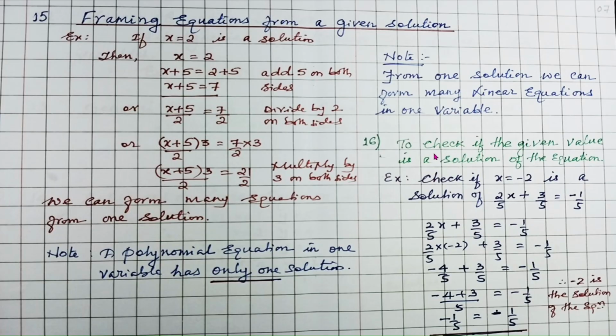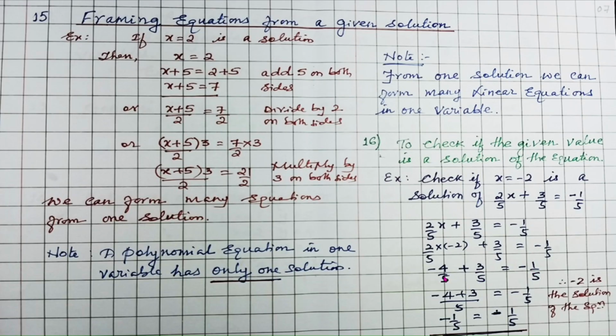Now to check if the given value is a solution of the given equation. Here we have been given an equation that is 2x by 5 plus 3 by 5 is equal to minus 1 by 5. We have to check if x is equal to minus 2 is a solution of this given equation. And to do that, let us understand the procedure. 2 by 5 x plus 3 by 5 is equal to minus 1 by 5. Now x is equal to minus 2, put minus 2 where x is, then 2 into minus 2 becomes minus 4 by 5 plus 3 by 5 equal to minus 1 by 5.